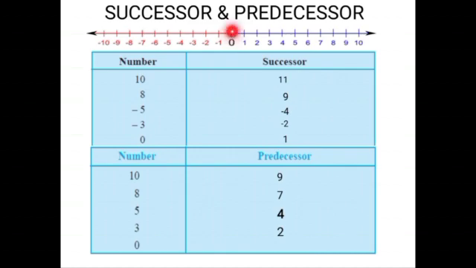What is the predecessor of 0 in integers? In integers, see the number line. The number left to 0 is -1. So the predecessor of 0 is -1.